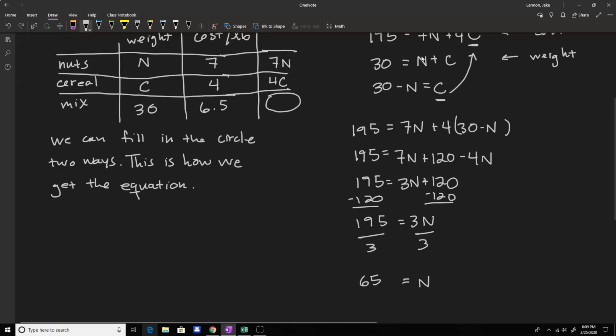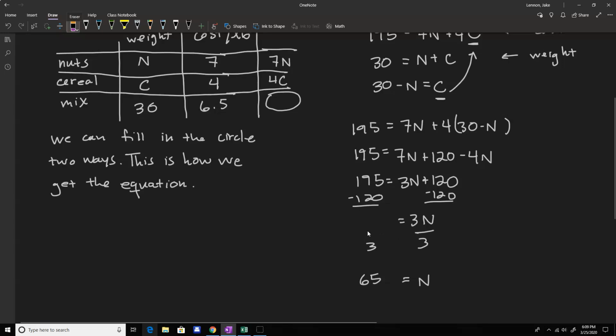So 65 pounds, that can't be correct. Oh, I forgot to subtract the 120 from the 195. That's my mistake. I just wasn't thinking there. Let's rehash that bit. So I forgot to subtract 120 from 195. So that comes out to 75. And then when you divide that by 3, we get 25 pounds for the number of nuts.